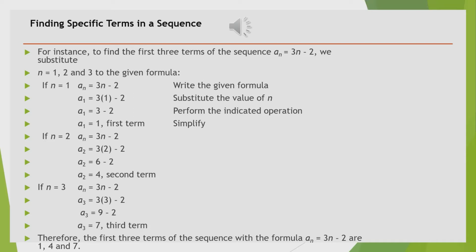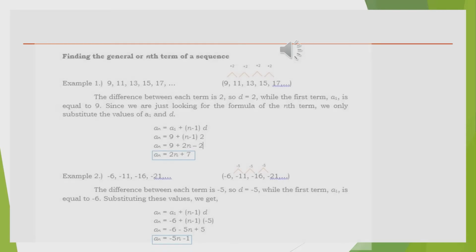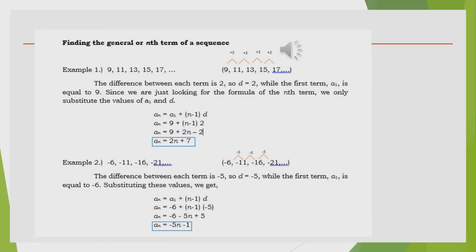Now, next is finding the general or nth term of a sequence. Okay, let's have example 1. We have a sequence of 9, 11, 13, 15, and 17.